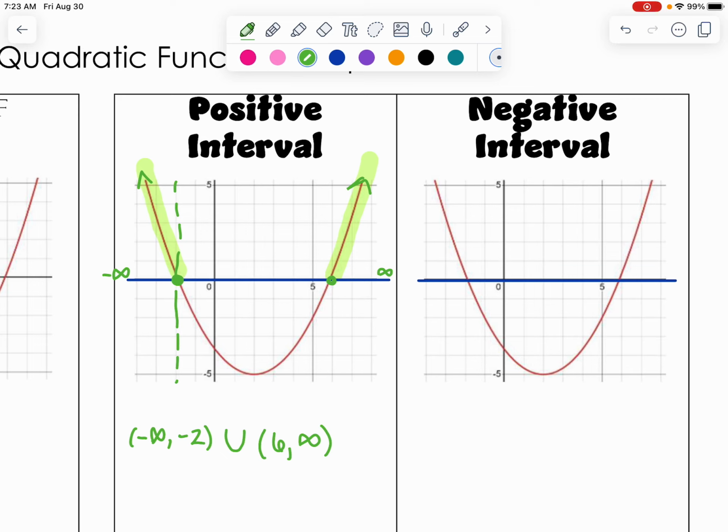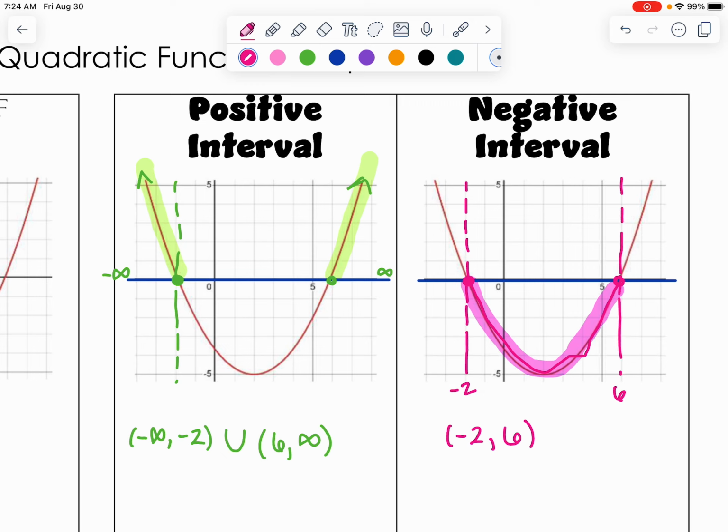All right, then we've got the negative interval. So the negative interval is below the x-axis. And for this graph, we only have one negative interval. It starts at this x-intercept here at -2, and it continues to be negative until we get to this x-intercept at x equals 6. So what this interval means from -2 to 6, it means that between x equals -2 and x equals 6, our graph is below the x-axis.